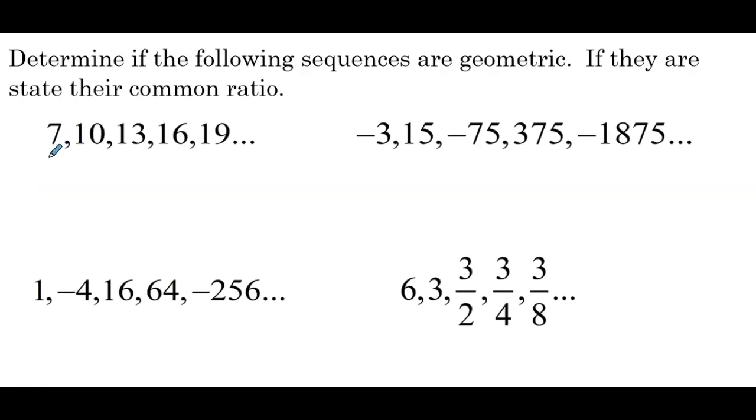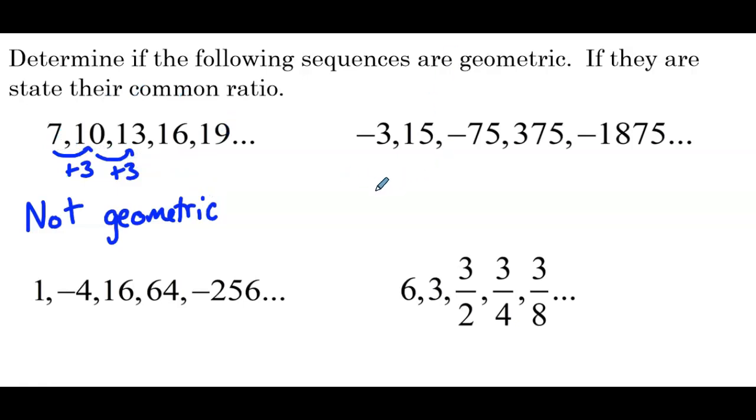So the first sequence they've given us, 7, 10, 13, 16, 19, continuing on. Well, looking at the terms that they've given us, it seems that it's going up by 3 each time. Right, and I can verify that. 7 plus 3 is 10, 10 plus 3 is 13, 13 plus 3 is 16, but I'll stop writing since we're adding to go from one term to the next, this is not a geometric sequence. Not geometric. In this case, it's an arithmetic sequence.